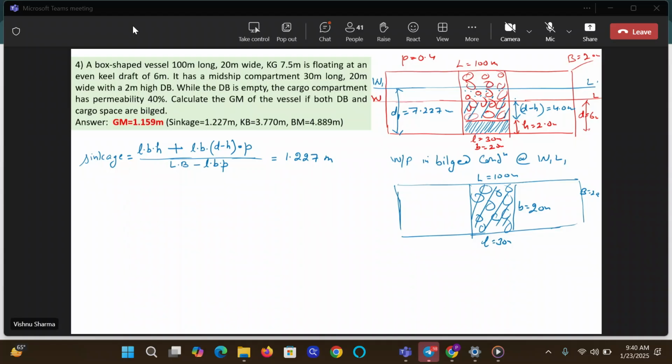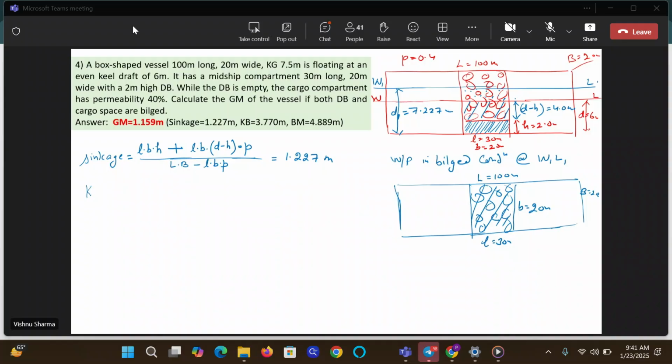Will KB be D1 by 2, guys? Yes or no? No, sir. Why? Because if you visualize the water plane in way of the DB, then you will have 100% loss in that small LB section. When you visualize anything above the tank top, above the DB, there will be partial loss because of the cargo. So you're absolutely right. It has to be calculated by moments.